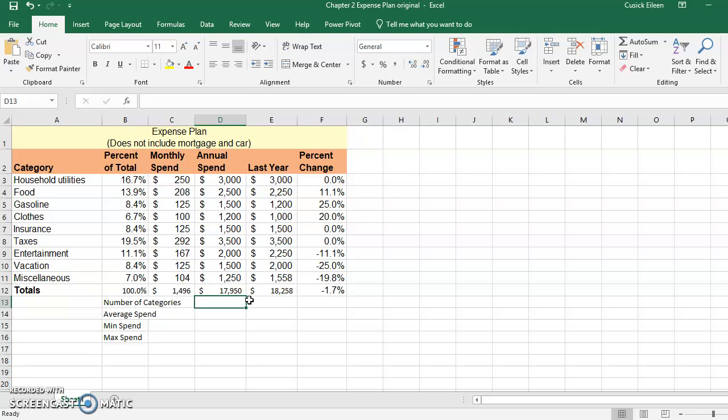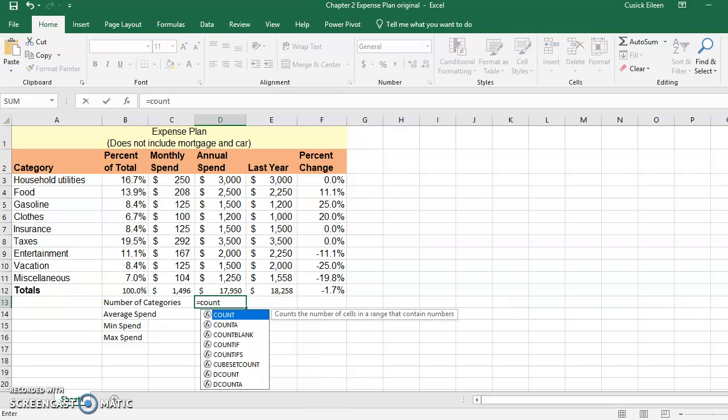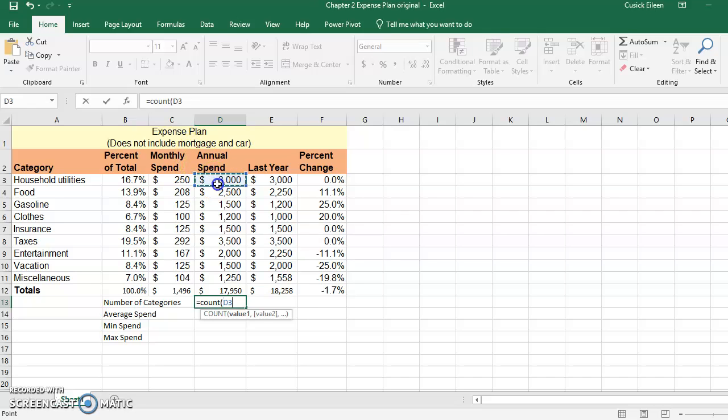Now, I already know how to do a total. I basically did the equal sum. But here, I want to do a count. What I could do is equal C-O-U-N-T and left parenthesis. Count will count any numeric values. In this case, I only want to count how many categories I have. I don't want to include the totals. So I've selected equal count, left parenthesis, D3 colon D11. If I hit enter, I see that I have a count of 9.